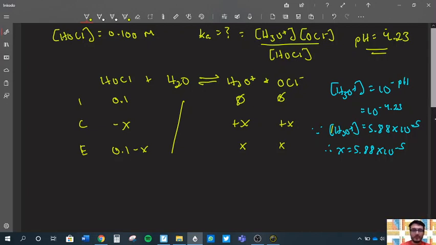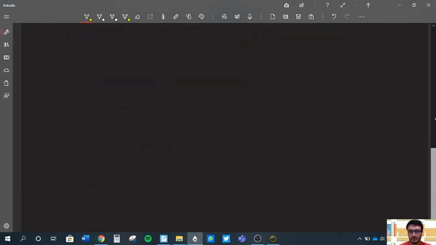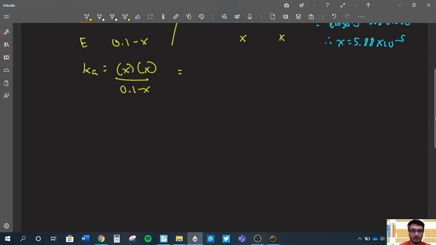Okay, it's not working. Ka, from our equilibrium expressions here, is x over 0.1 minus x. I have to continue sideways. I wanted to go down. Oh, there we go. Too far. Okay, perfect. Good.